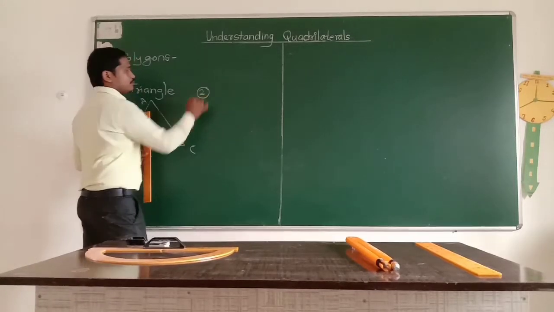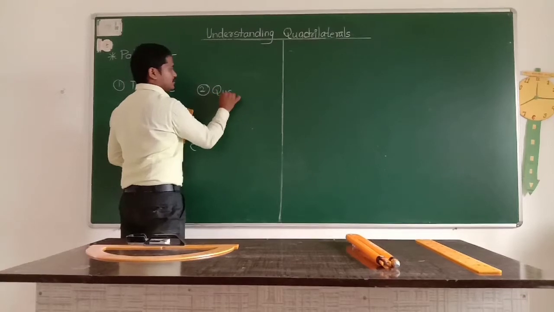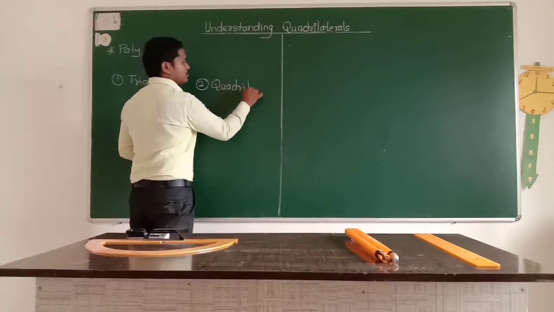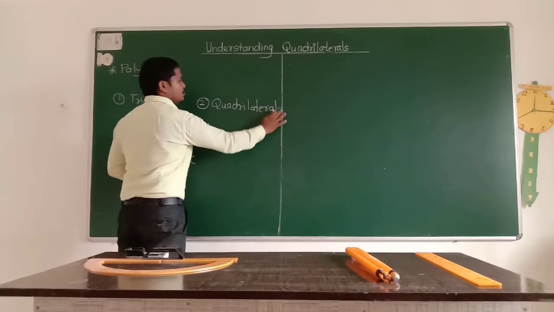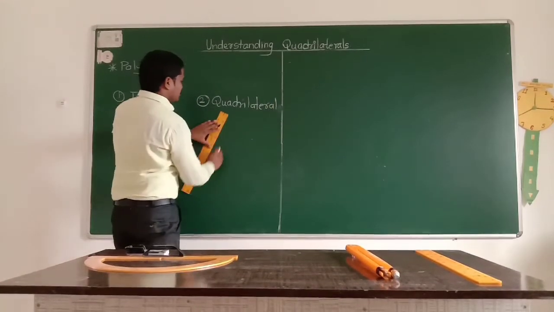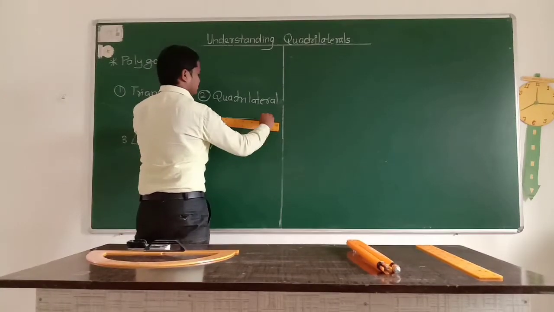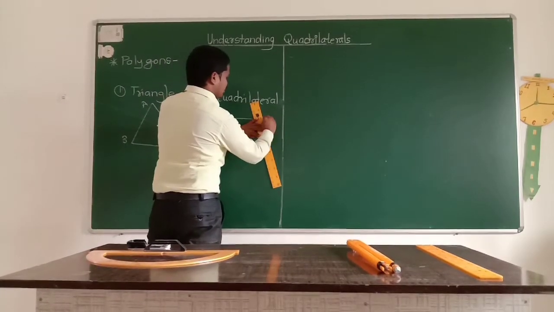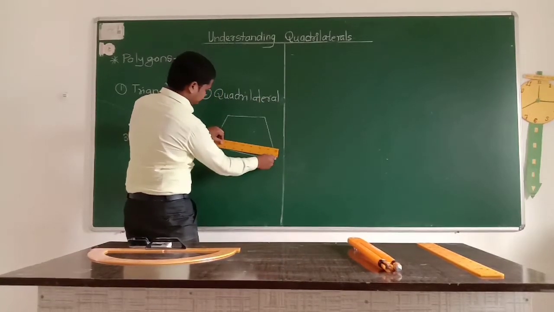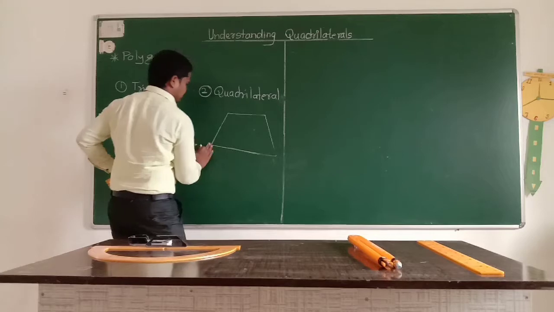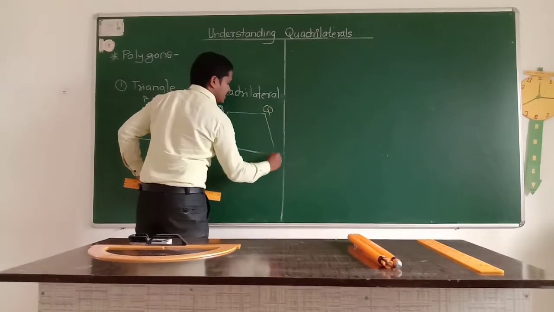Now the next, a polygon with four sides is known as quadrilateral. Okay, a polygon with four sides, four vertices and four angles is known as quadrilateral. So randomly we will draw a quadrilateral. Let us say this is a quadrilateral PQRS. So every quadrilateral has four sides, four vertices and four angles.